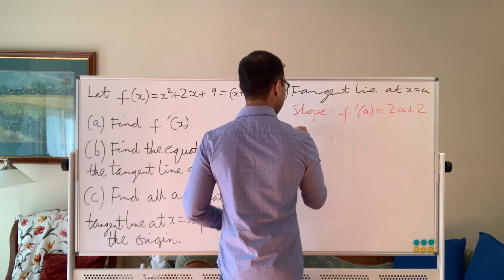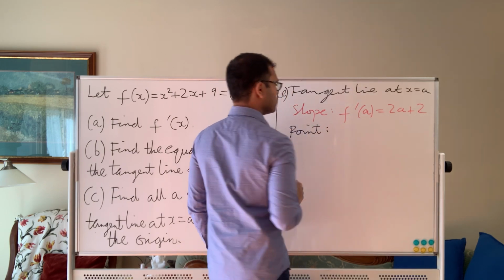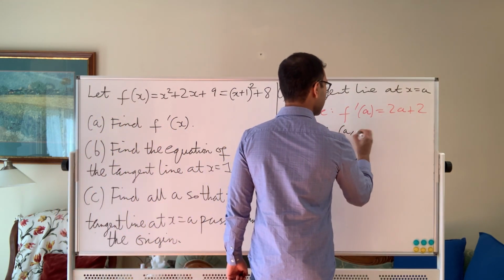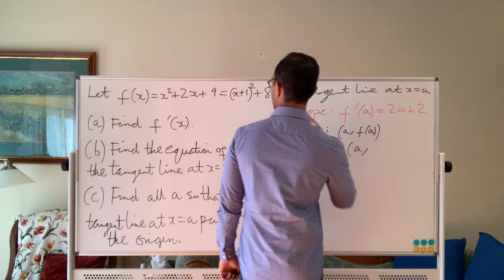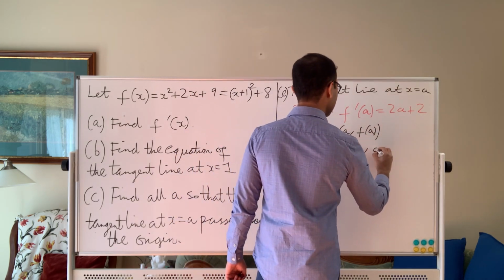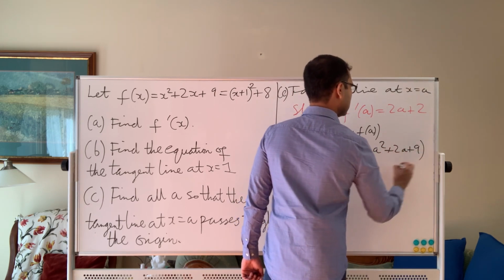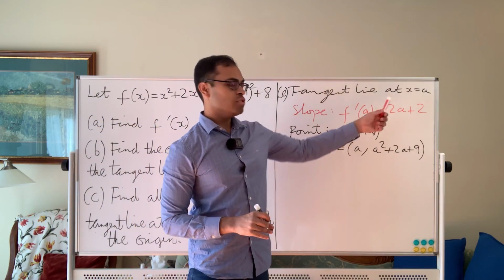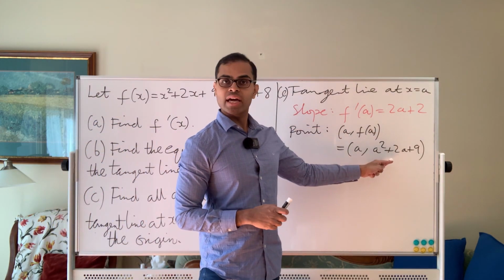So the point on the graph, in point-slope form of the line, is going to be a comma f of a, and you can plug in: if you plug in x equals a in that equation of f of a, it's going to be a squared plus 2a plus 9. Okay, so that's going to be the point on the graph, and the slope is going to be 2a plus 2, so we want the equation of the line with that slope and passing through that point.